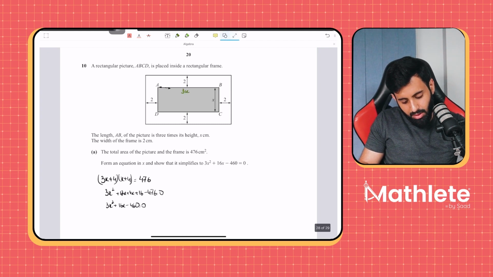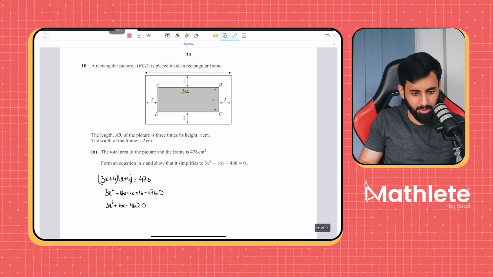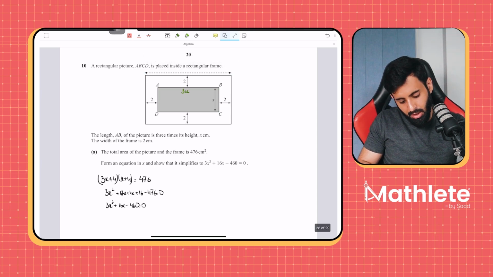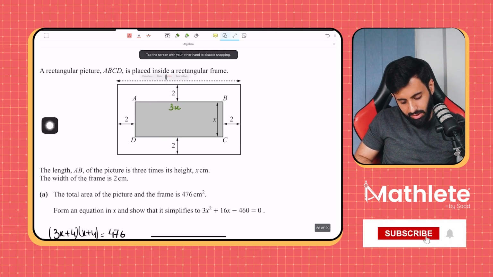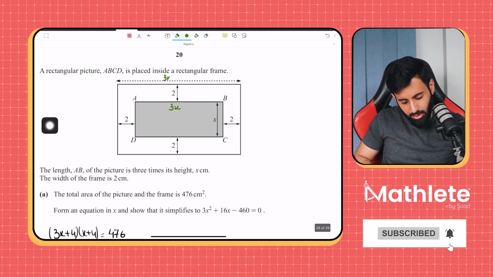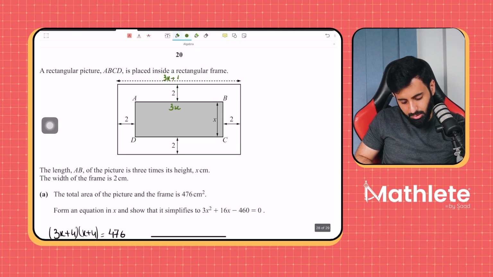Now, in order to find out the total area, that means the frame and the picture, we're just going to find out the area of the outer rectangle, because the outer rectangle includes the frame as well as the picture. So what is this length going to be? It's 3x, which is AB, and then you have 2 centimeters extending on both sides. So that means this length is going to be 3x plus 4.